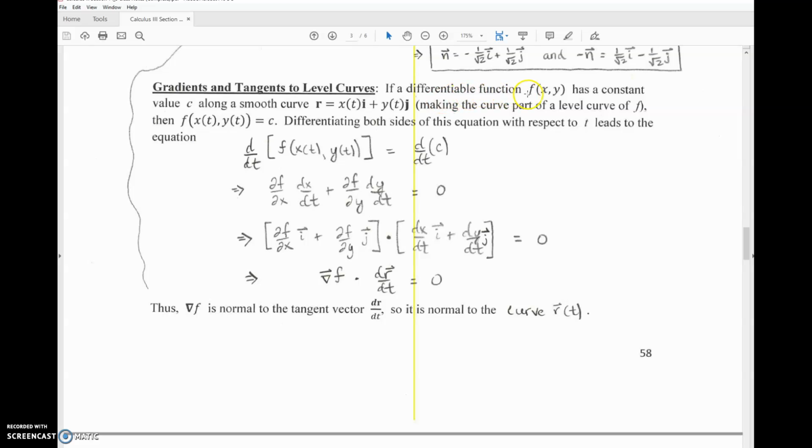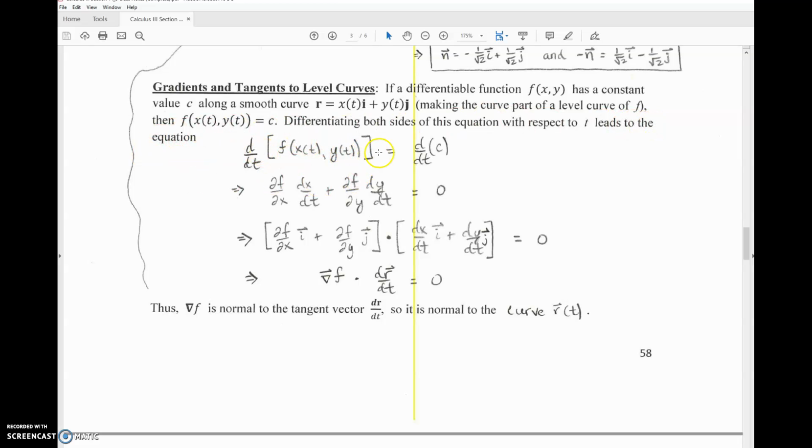If a differentiable function, f of x y, has a constant value c along a smooth curve parameterized as x of t i and y of t j, then what it does is it makes the curve part of a level curve of f. So actually what we're talking about is a level curve. Then f of x of t and y of t equals c. Differentiating both sides of this equation with respect to t leads to the equation.